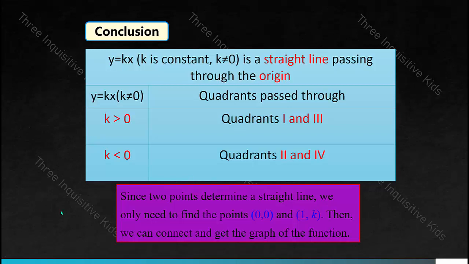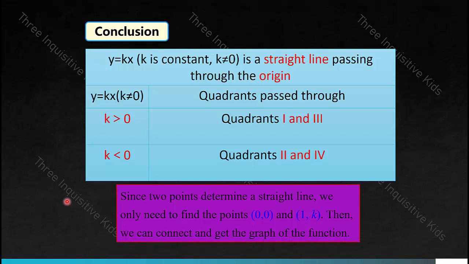Since 2 points determine a straight line, we only need to find the points (0, 0) and (1, k) when graphing proportional linear functions. What this means is, since there is an infinite amount of coordinate pairs that can go on a graph of a proportional linear function, we only need 2 points to determine the straight line. Because remember, a line is determined by 2 points. You need a minimum of 2 points.